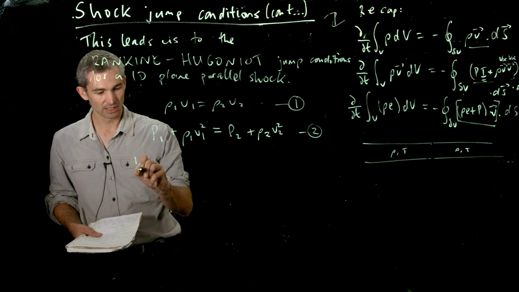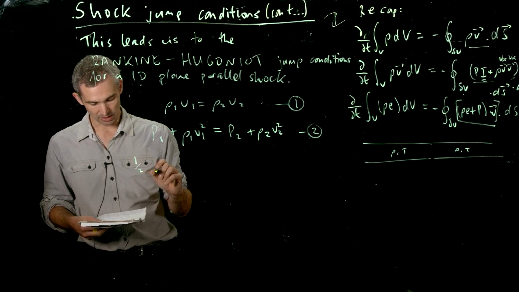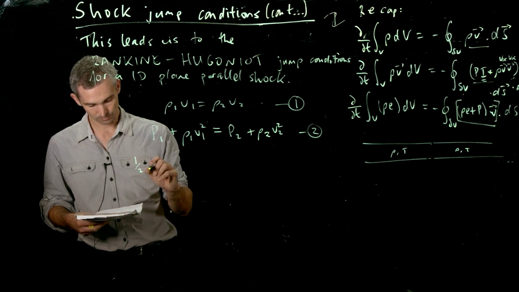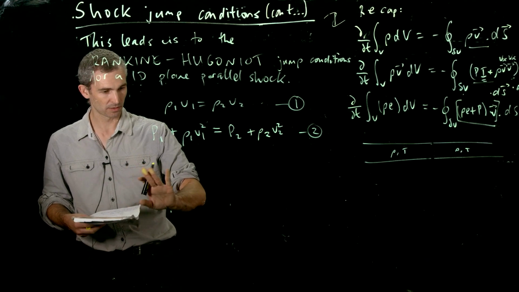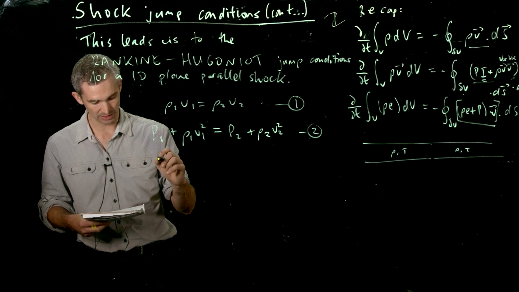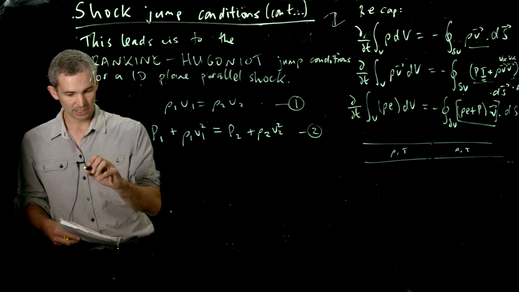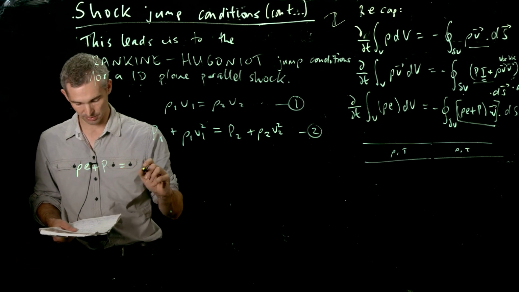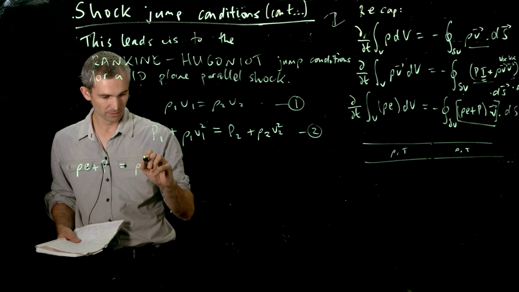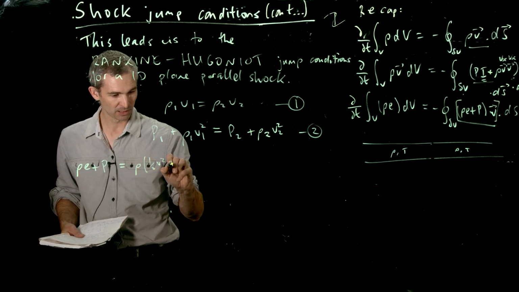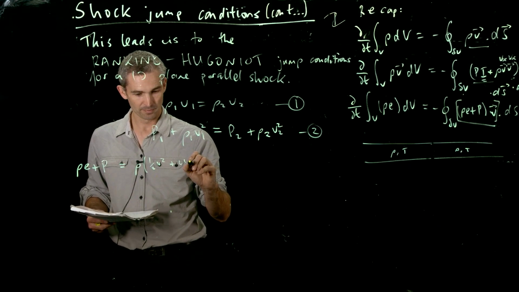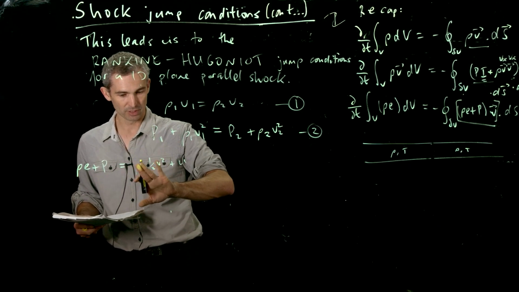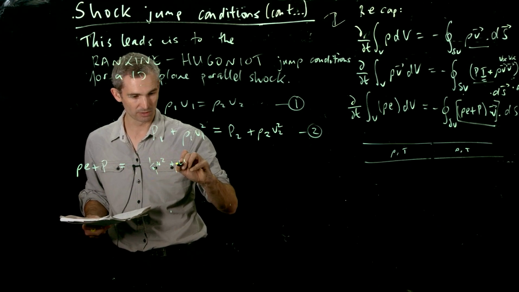And the energy gives us the following. Well, let's work out our energy a little bit more slowly. We get rho E plus P, but that is equal to rho times (half v squared plus u). So it's a half rho v squared plus rho u plus P.